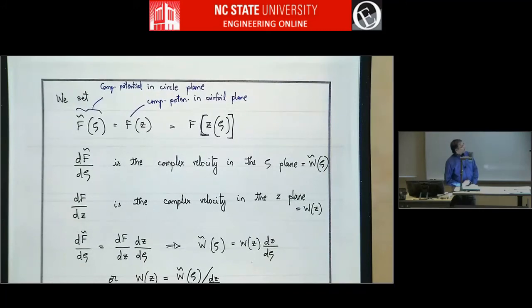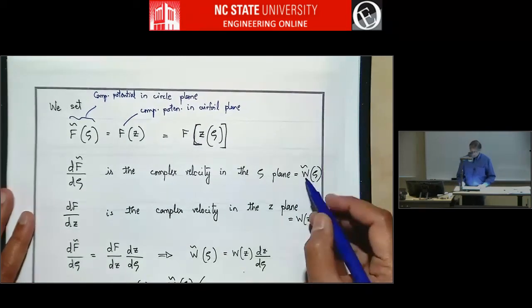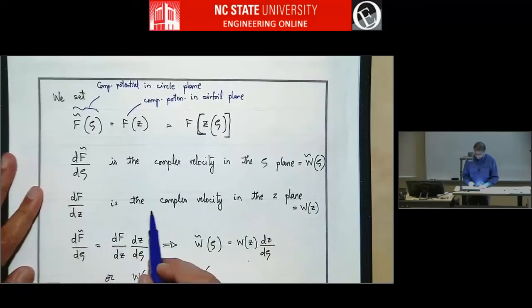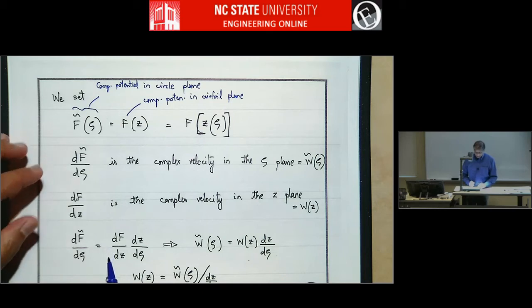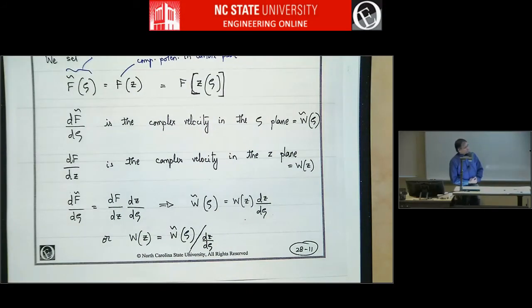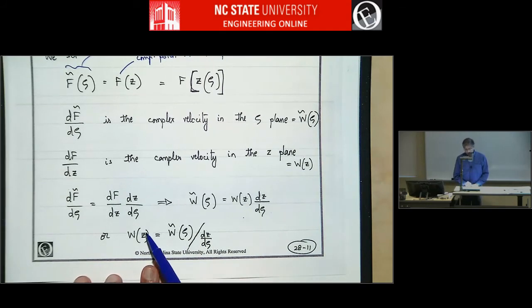So you can get the derivative df tilde over d zeta. This is the complex velocity in the zeta plane, and that's written as w tilde as a function of zeta. And df dz is the complex velocity in the z plane, that's w of z. So df tilde d zeta is df dz times dz d zeta, or in other words, w tilde is w times dz d zeta. Or you can write it the other way around. W of z is w tilde divided by dz d zeta.